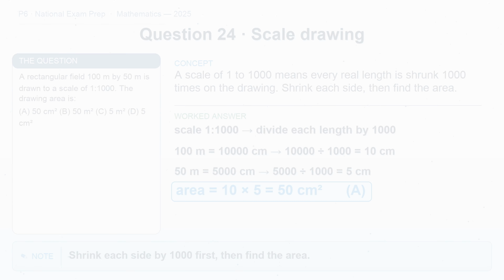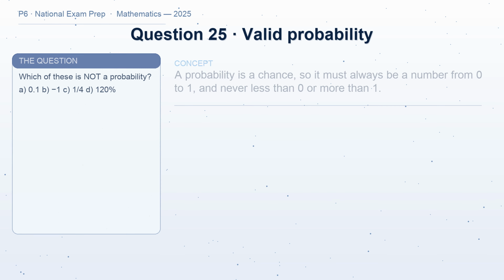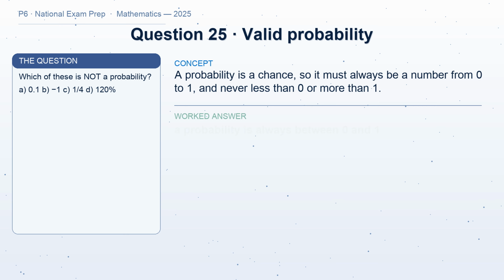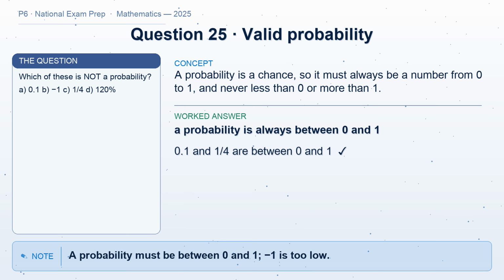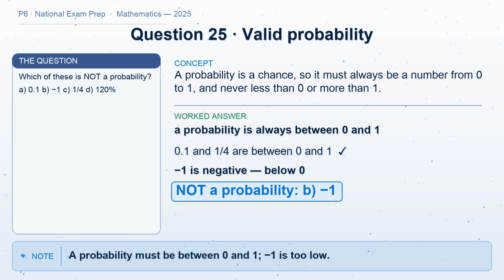Question 25. Which of these is not a probability? 0.1, -1, 1/4, or 120%? Here is the rule. A probability is a chance, so it must always be a number from 0 to 1. 0 means it can never happen, and 1 means it is certain. Now 0.1 is between 0 and 1, so that is fine. 1/4 is also between 0 and 1, so that is fine too. But -1 is a negative number below 0, so it cannot be a probability. So the answer is B, -1. By the way, 120% is more than 1, so it is outside the range too.